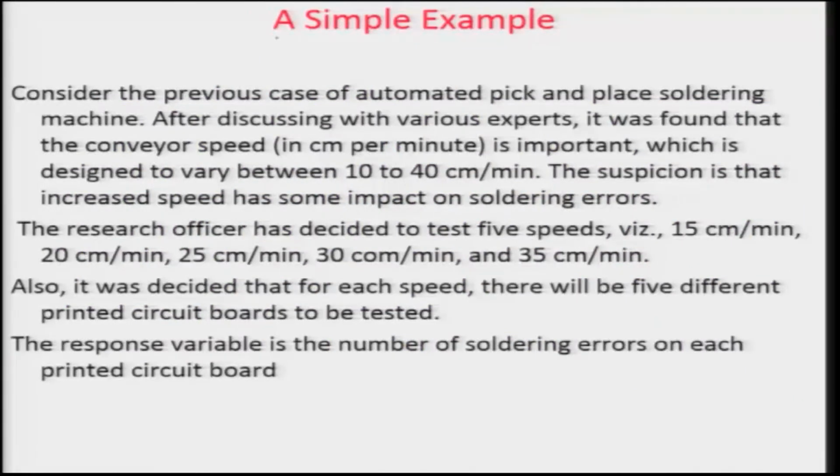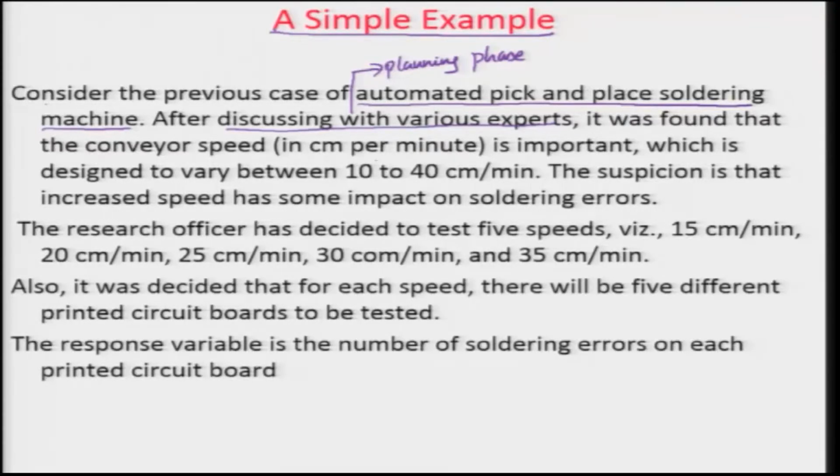Now, let us start with a simple example. This example will help us work through single factor analysis of variance with multiple levels and figure out the mechanics behind the problem. Consider the previous case of an automated pick and place soldering machine. We were talking about which machine we need to buy, and in the initial planning of the experiment, there were discussions with various experts. This is the planning phase.